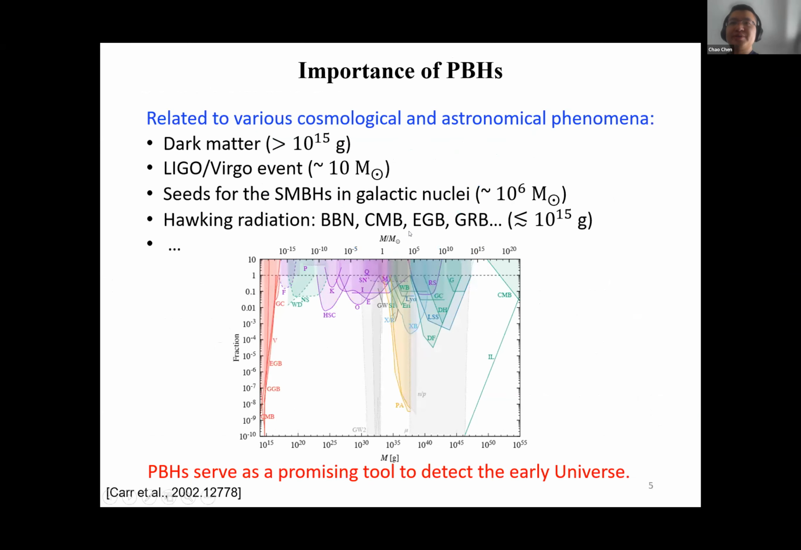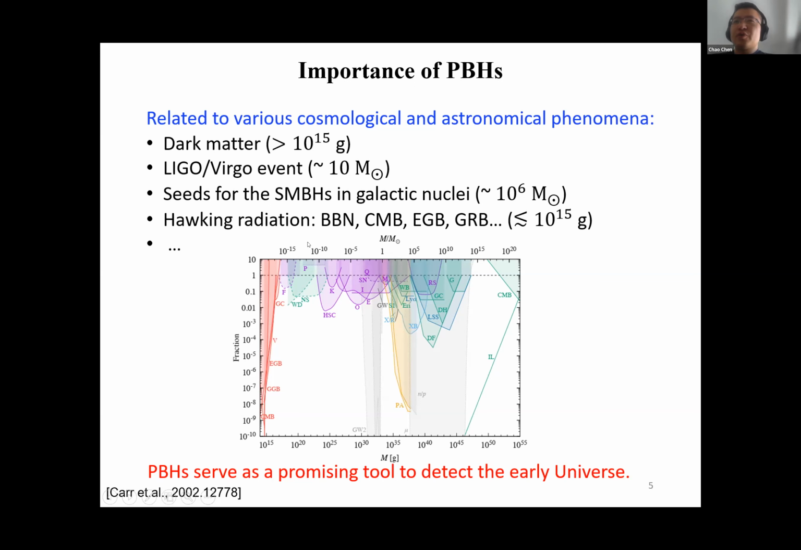Just because of this wide mass range, PBHs can be related to various cosmological and astrophysical phenomena. For example, most importantly, when the mass is larger than 10 to the 15 grams, it can survive to the present, and its behavior is just like cold dark matter, so it can be a cold dark matter candidate. Another motivation is that PBHs can explain events like the Virgo detections, and PBHs can also be the seeds for supermassive black holes in many galaxies.